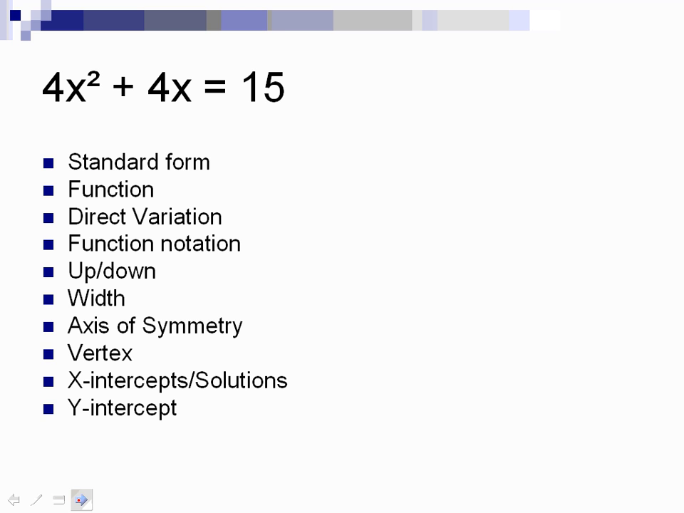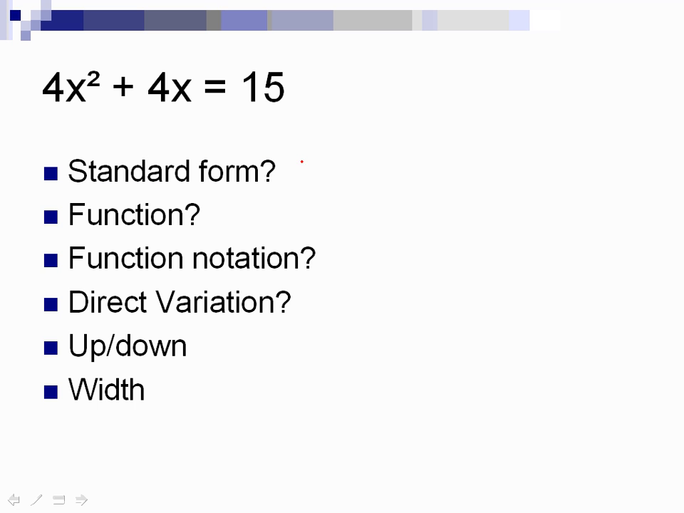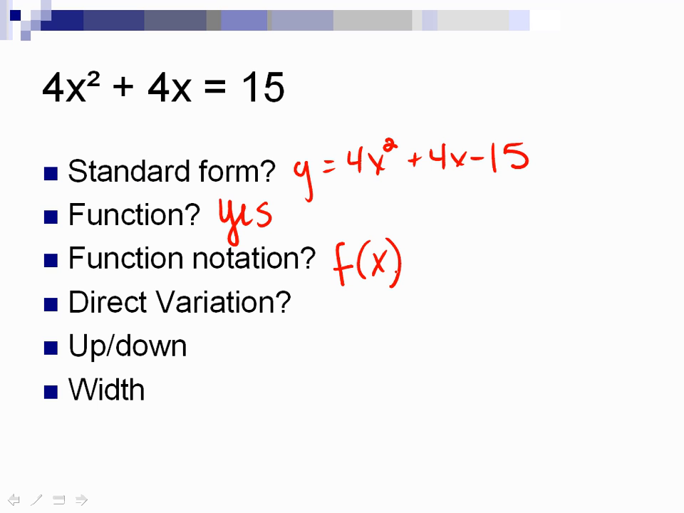Okay, so standard form is when you have it equal to 0. So y equals 4x squared plus 4x minus 15. Why did it turn into a minus 15? Right. Is this a function? Yes, it is a function. There are two reasons that something's a function. X's are all different. Passes? Yes. Okay, function notation is just putting an f of x in front of it. f of x equals 4x squared plus 4x minus 15.